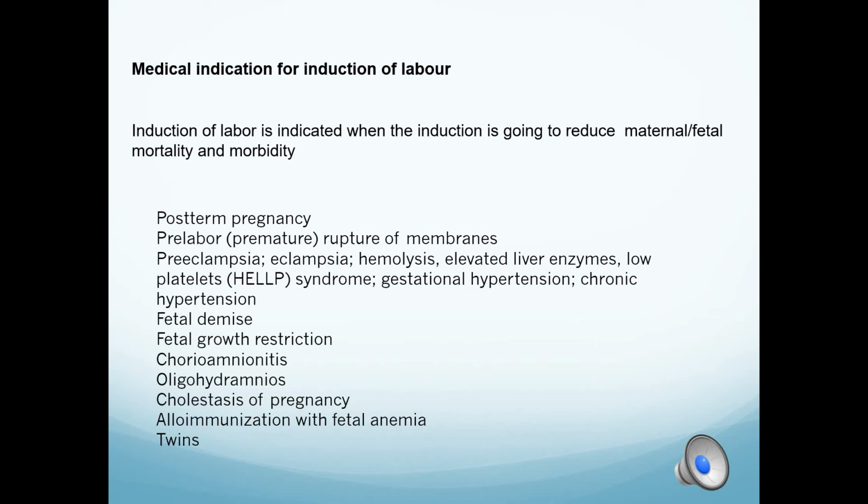And this occurs in certain situations like post-term pregnancy, patients with pre-labor premature rupture of membranes, patients with preeclampsia, eclampsia, chronic hypertension, gestational hypertension, if there is a fetal demise or fetal growth restriction, patients with chorioamnionitis, oligohydramnios, cholestasis, alloimmunization with fetal anemia, and twin pregnancy, and more than all of this.